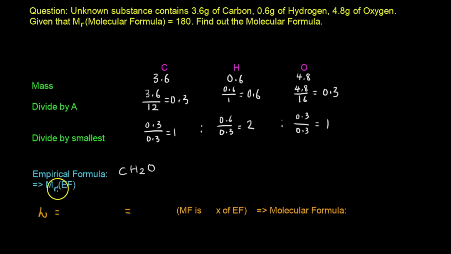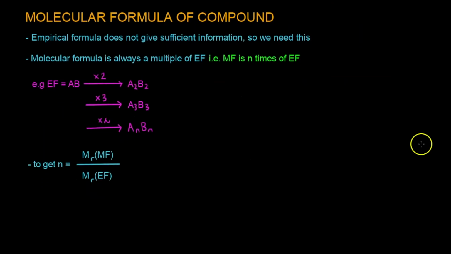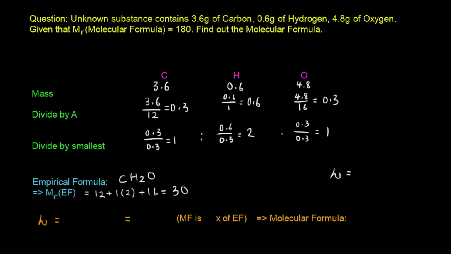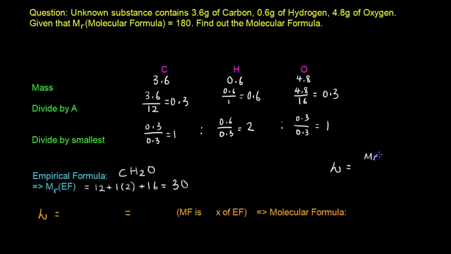The relative molecular mass, MR, of this empirical formula, we can now calculate it. It's actually 12 plus, sorry, 1, because it's H, but there are 2 H's now, so 1 times 2, plus 16, to give us a nice number of 30. So now we have both the MR of EF and the MR of MF. Remember that N, the N that we want to solve, is this one here. Just a recap: MR of MF over MR of EF. Maybe I just write it here for your reference sake. This is the formula that we can use.